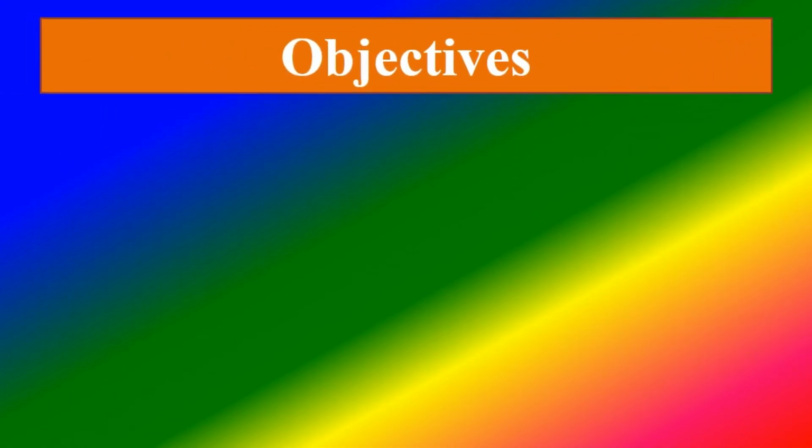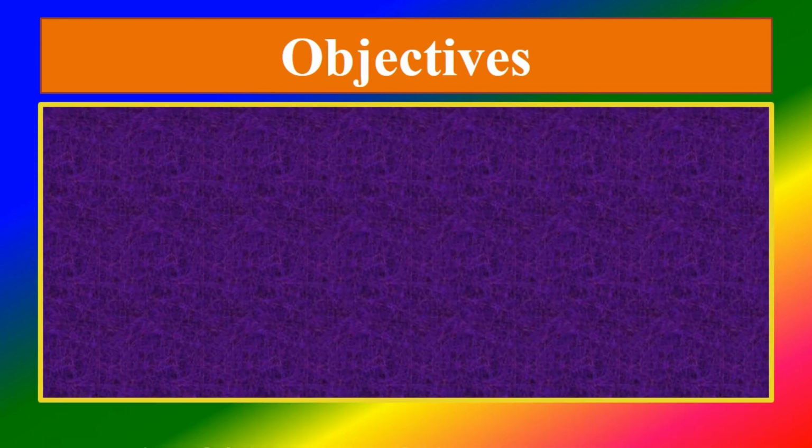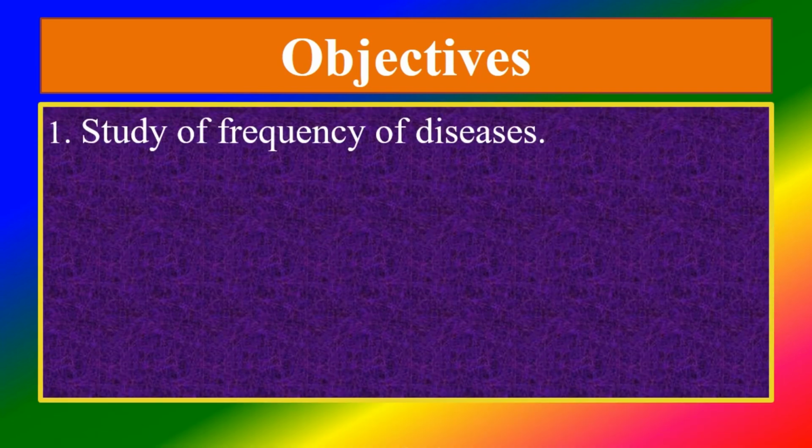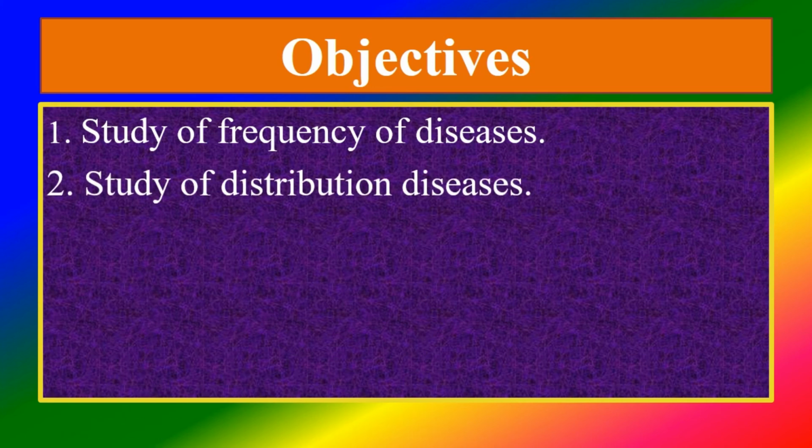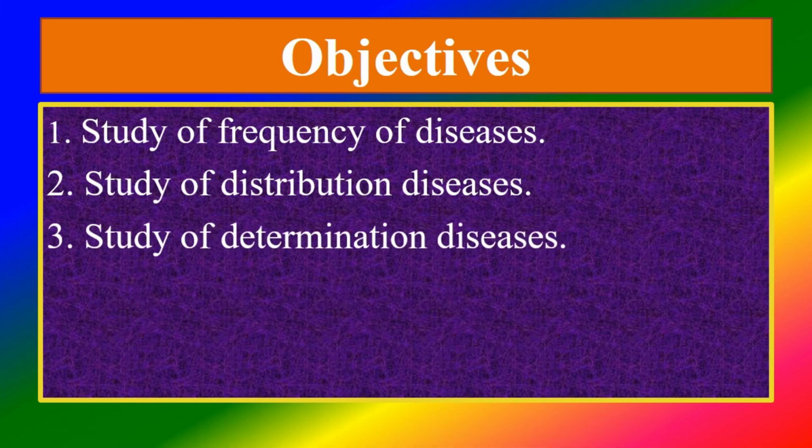Objectives of social epidemiology. First objective, to study frequency of diseases. Second, study of distribution of diseases. Third, study of determination of diseases.